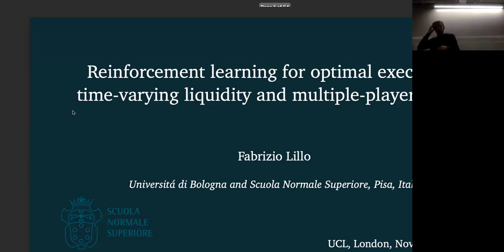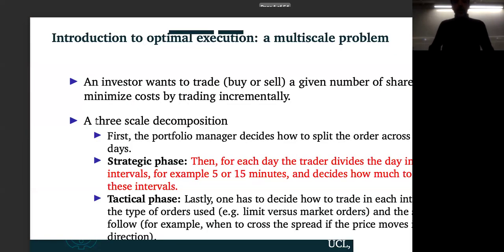Okay, so what I'm going to talk about is a classical problem in quantitative finance, which is the problem of optimal execution, by adopting some tools coming from reinforcement learning. So I'm going to introduce the problem in a general setting. As you know, optimal execution is the way of optimally executing typically a large amount of trades.